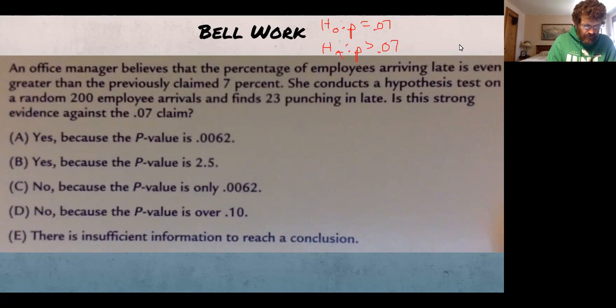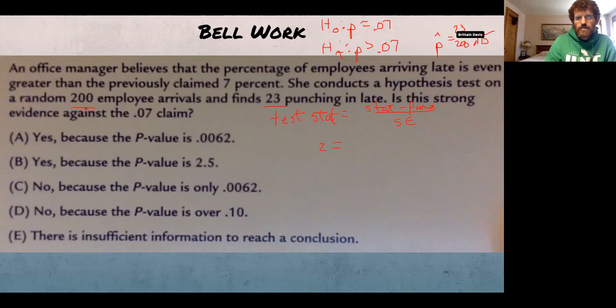All right, so what we want to do, of course, is come up with our test statistic, which in every case is your stat minus the parameter divided by the standard error. In our case, it's going to be a z stat. Our statistic is 23 out of 200, so our p hat is going to be 23 divided by 200, which is 0.115.